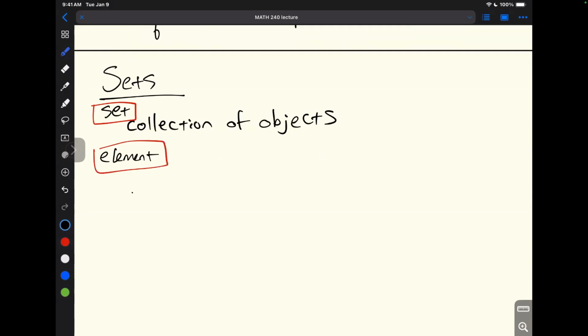What do I have in my notes? An individual object in a set, right? So a set is some collection of objects. An element is an individual object that's in that set. Sets are really abstract.